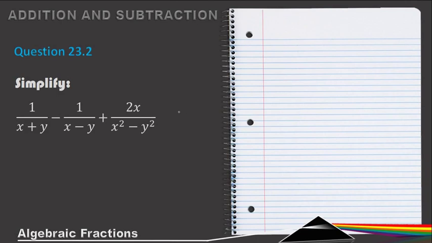For question 23.2, now the following. So here we have x plus y, x minus y, x squared minus y squared. So once again, this is a difference of squares. So we'll just start off by factorizing that first. That means we have 1 over x plus y minus 1 over x minus y plus 2x over, now factorizing, x plus y and x minus y. So our lowest common denominator then will be x plus y and x minus y.